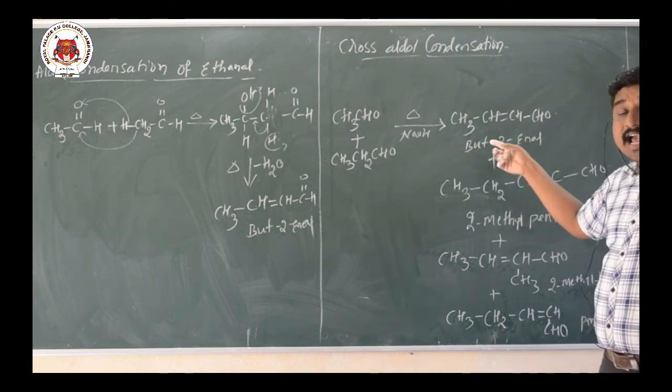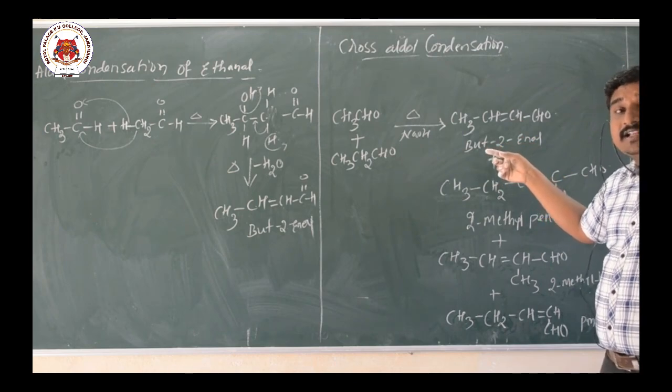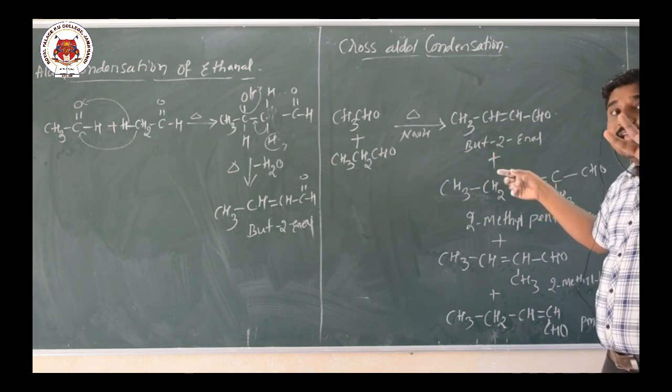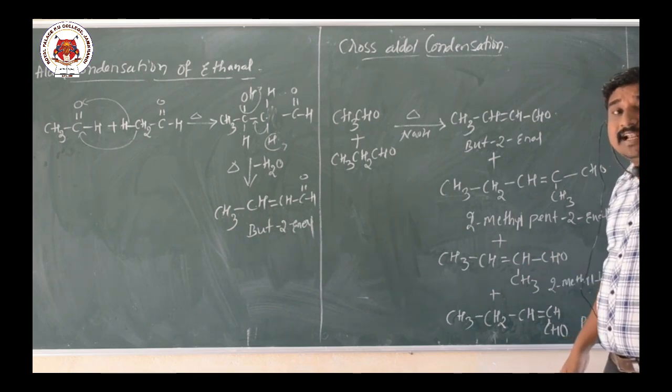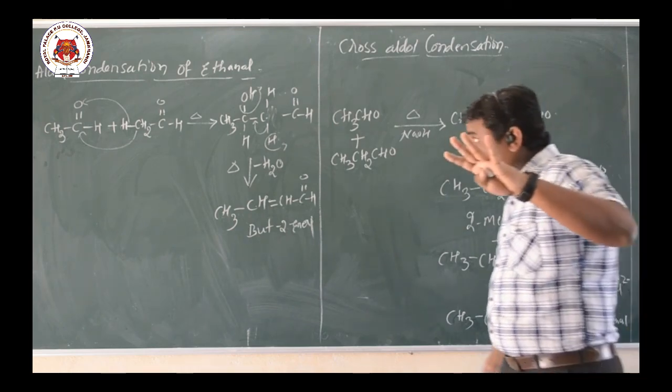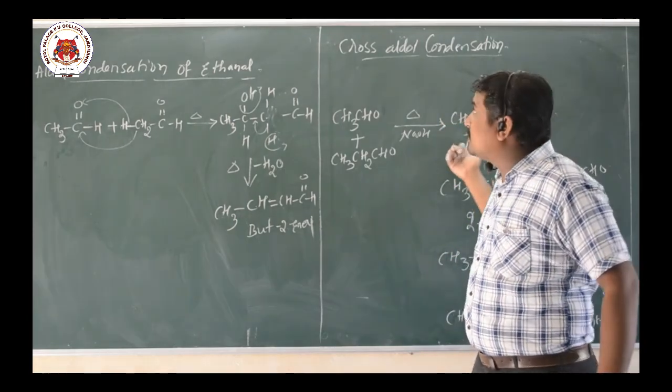Acetaldehyde adds to propanaldehyde, you will get the second product. Propanaldehyde adds to propanaldehyde, you will get the third product. So similarly, acetaldehyde adds to propanaldehyde, you will get the fourth product. Okay, so this is a cross aldol condensation reaction.